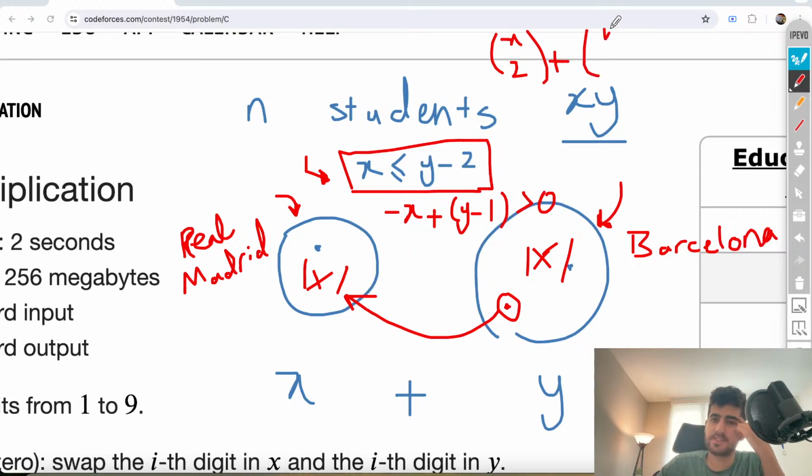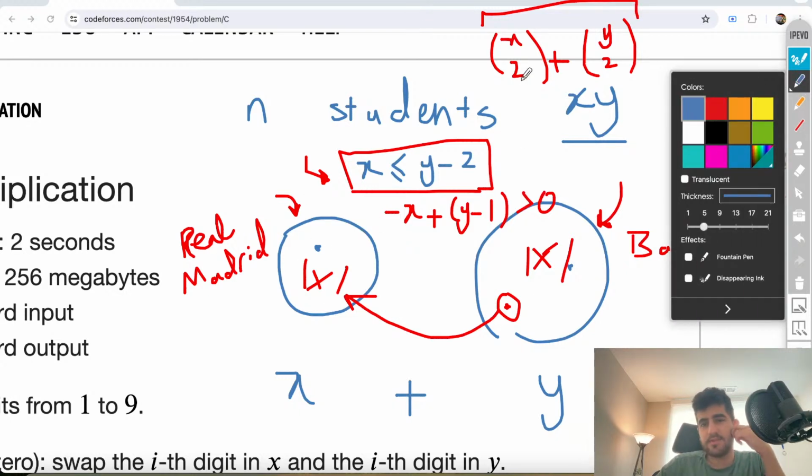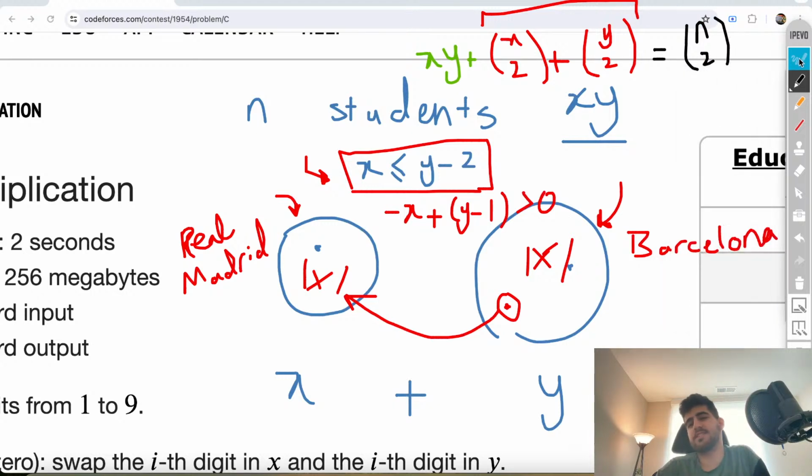This gives us some observations. The first one is that obviously, if this is the number of pairs who love each other, X choose 2 plus Y choose 2, and X times Y, as I said, is the number of pairs who hate each other, this tells us that this is equal to n choose 2. Okay, so the first thing that is proved here is that xy plus x choose 2 plus y choose 2 is always equal to n choose 2. Because this is all the pairs.